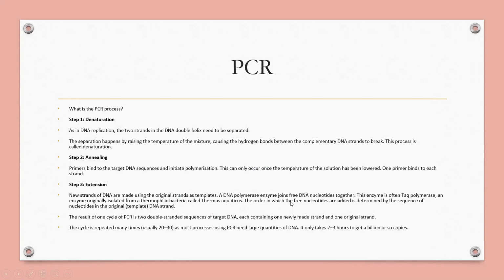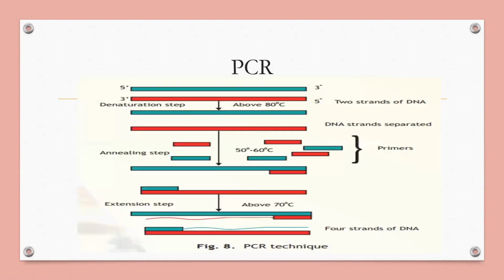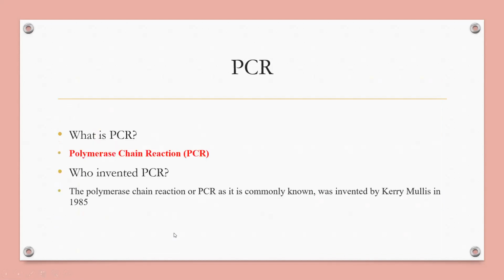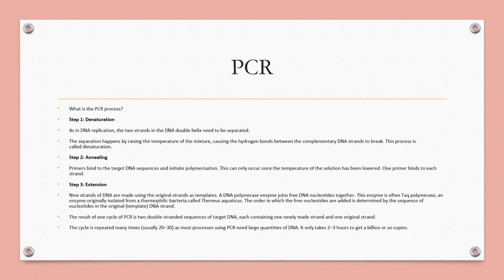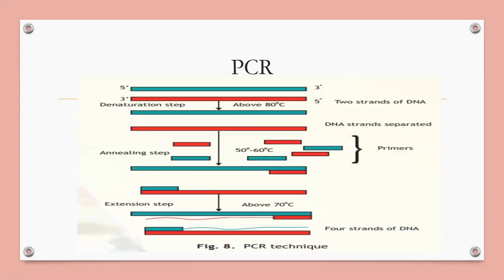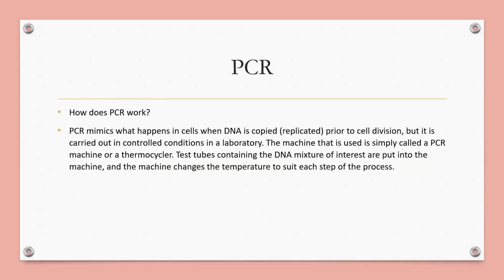The order in which the free nucleotides are added is determined by the sequence of nucleotides in the original DNA strand. The result of one cycle of PCR is two double-stranded sequences of target DNA, each containing one newly made strand and one original strand. The cycle is repeated many times, usually 20 to 30, as most processes using the PCR technique need large quantities of DNA. It only takes 2 to 3 hours to get a billion copies. Do you understand? Total 3 steps.